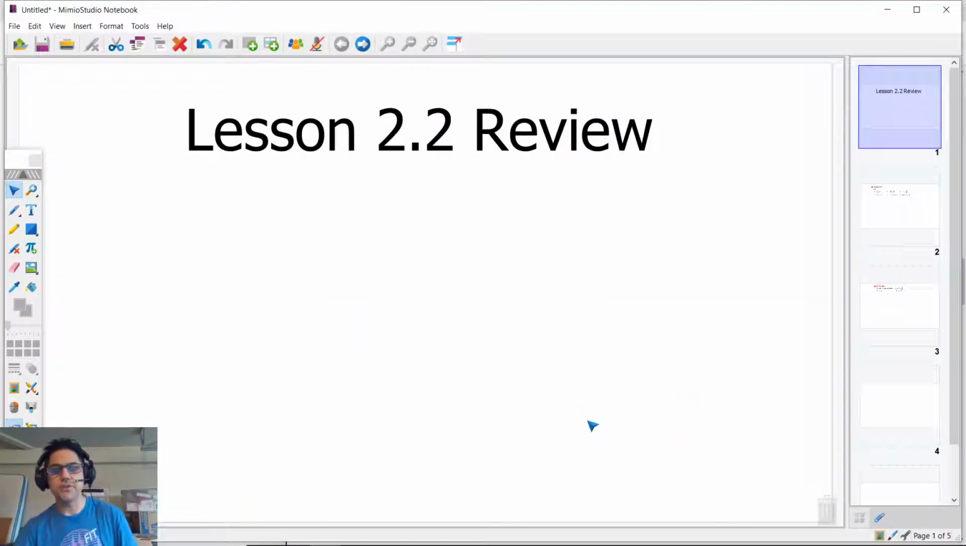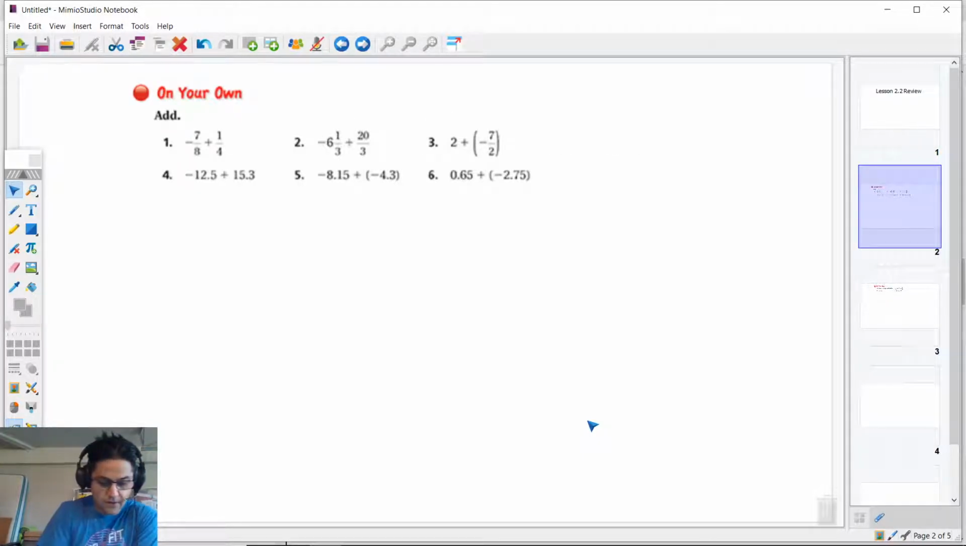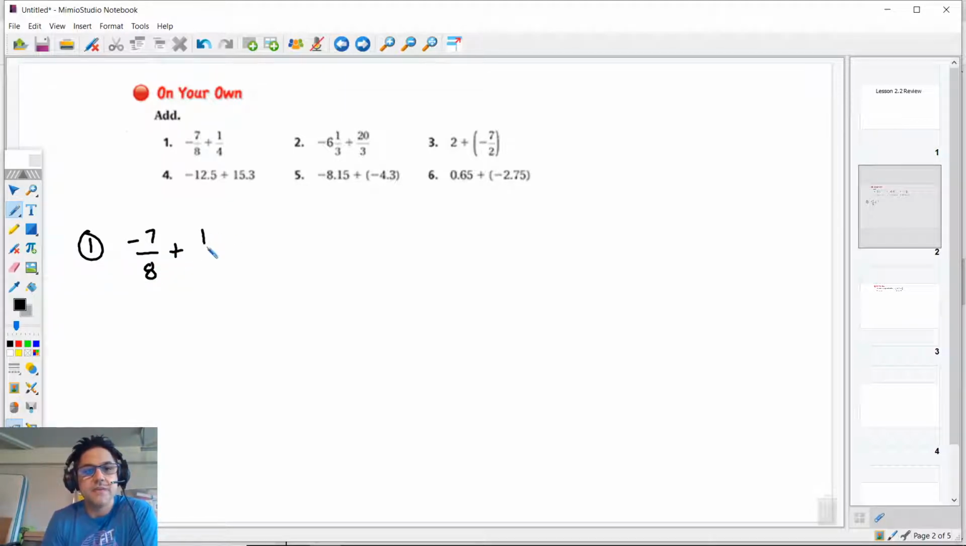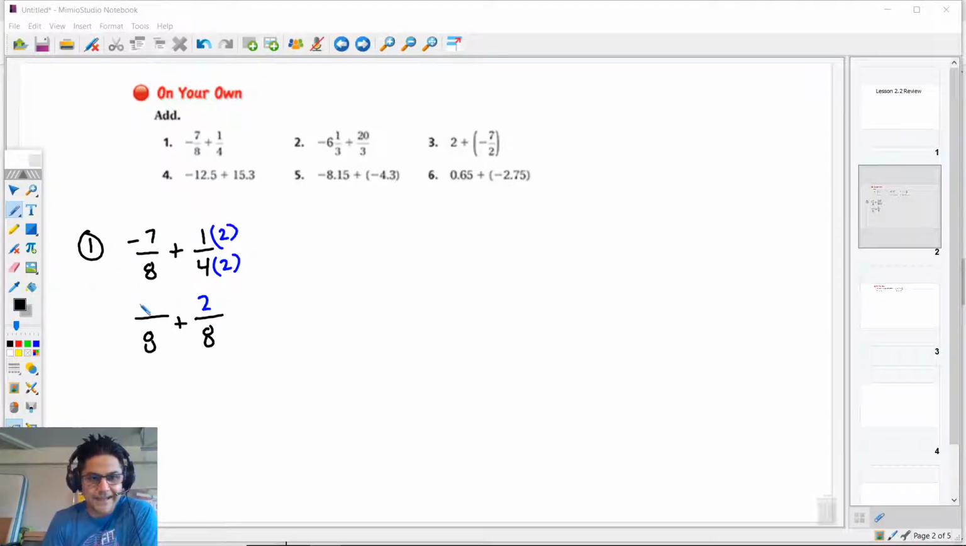All right, so lesson 2.2 review, practicing those skills. Hopefully I can write it a little bit better for you. On number 1, if you notice, I don't have the same denominator, so I cannot add or subtract yet. So that means I need to change a 4 into an 8. And the way we do that again is we multiply our numerator and denominator by a 2, which would give me a 2 over 8, because 1 times 2 is 2. Our negative 7 stays the same. And then for our answer, of course, we do have a denominator of 8.